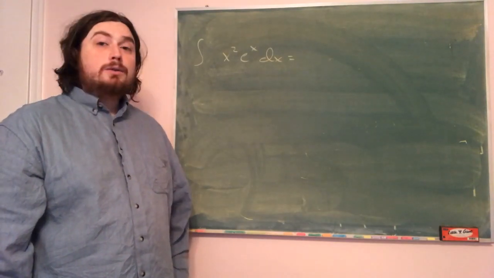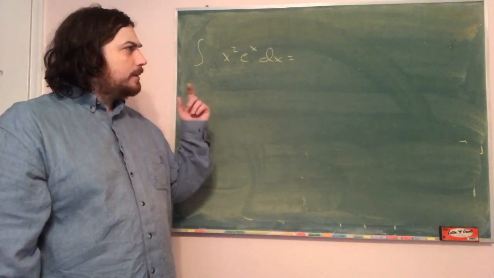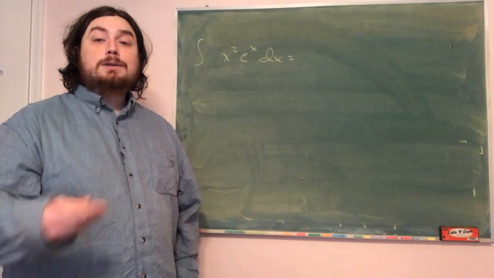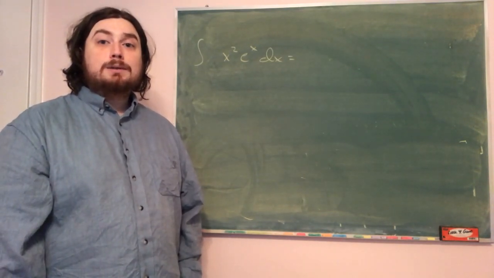Now, is it a product of two trig functions? And no, it's not. There are no trig functions here, so I'm not going to try to use my reduction formulas. So instead I'm going to move on and say, well, it's a product of functions, they're not trig functions, so we're going to try to use integration by parts.